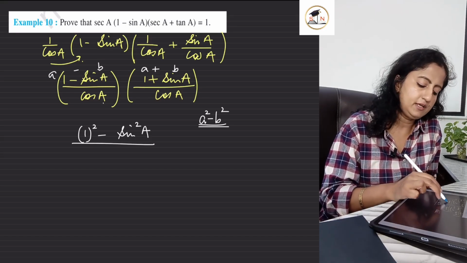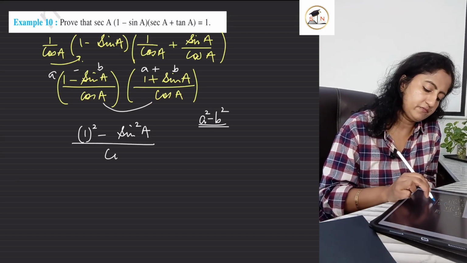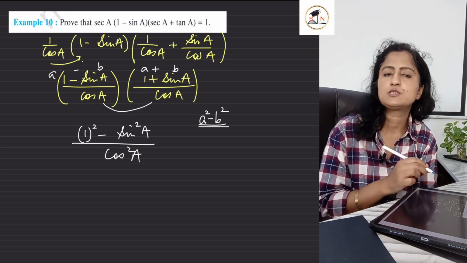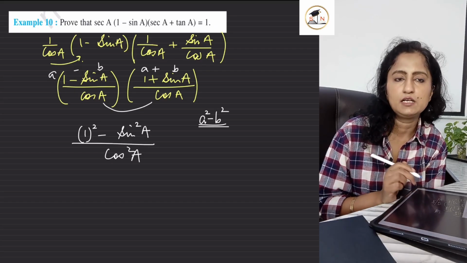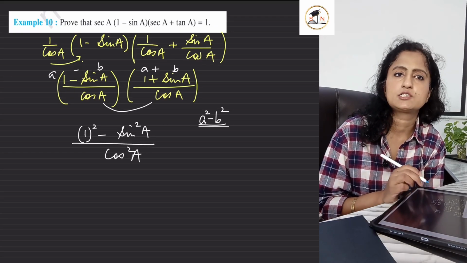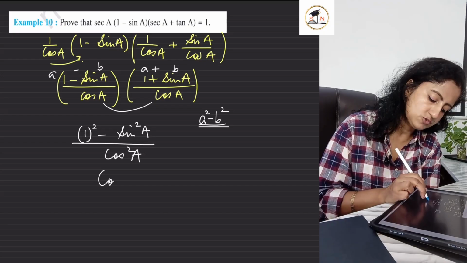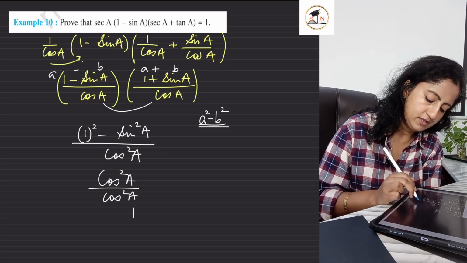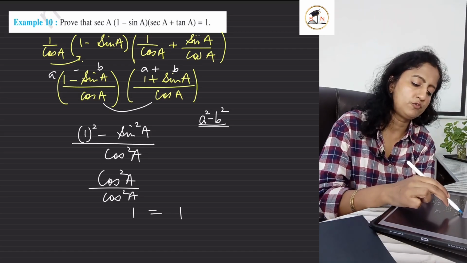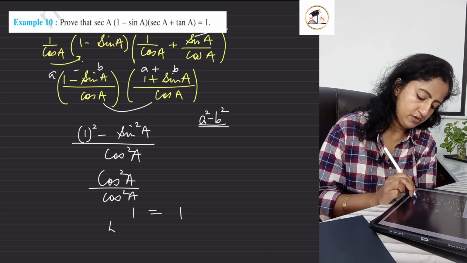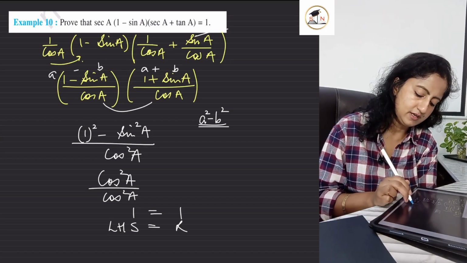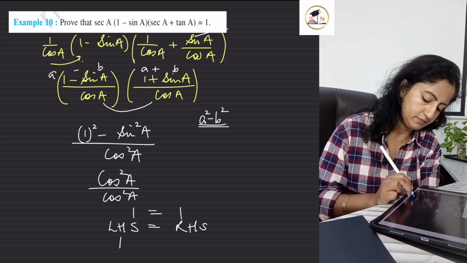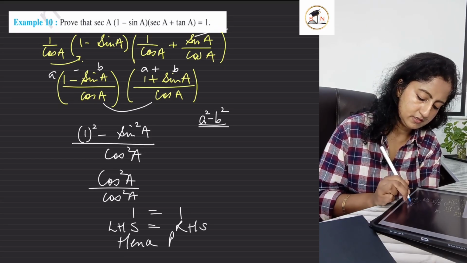Denominators will also get multiplied. Cos A into cos A gives me cos square A. Now, 1 square is 1. And what is 1 minus sine square A? We had learned from the first identity that it is cos square A. So I'm writing cos square A over cos square A, and it comes out to be 1, which equals 1. We had to prove this, right? Therefore, LHS equals RHS, and in identity-based questions, do write at the bottom, hence proved.